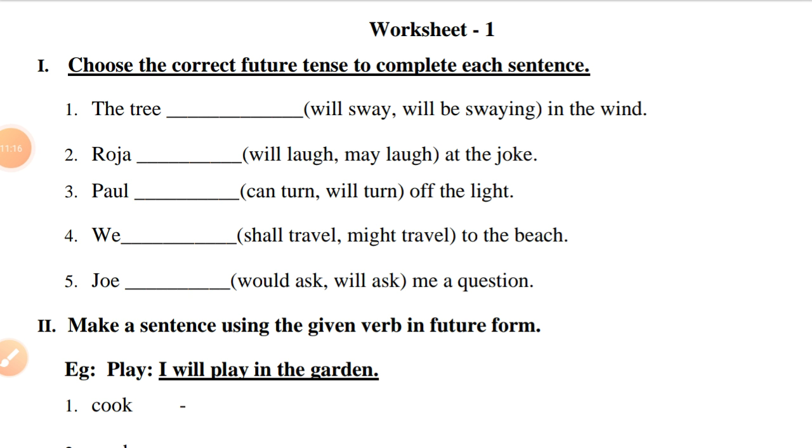Worksheet description. First Roman: choose the correct future tense to complete each sentence. The tree dash in the wind: will sway or will be swaying. So this is a future tense, no? So the correct answer is will sway in the wind. Okay. So Roja dash at the joke: will laugh, may laugh. So will laugh. Okay. So like that only you have to complete the remaining statements.